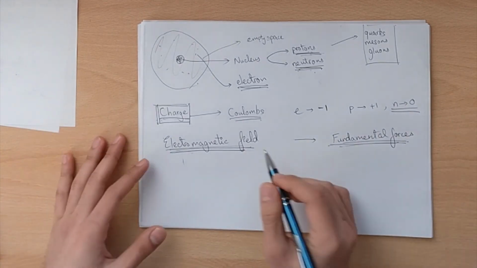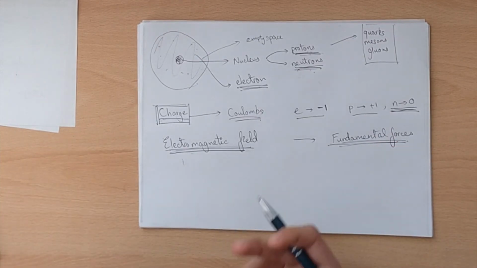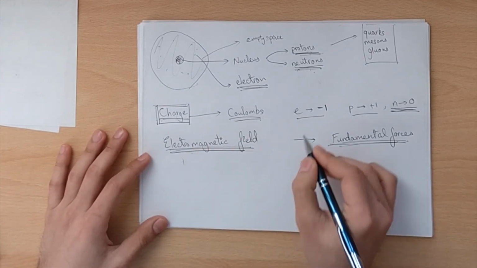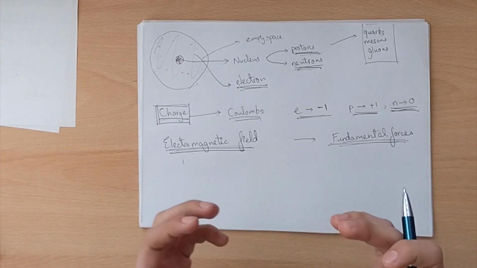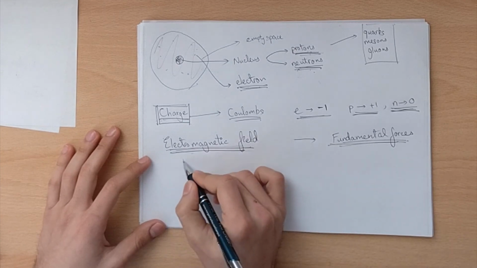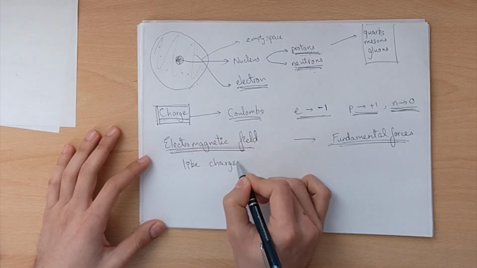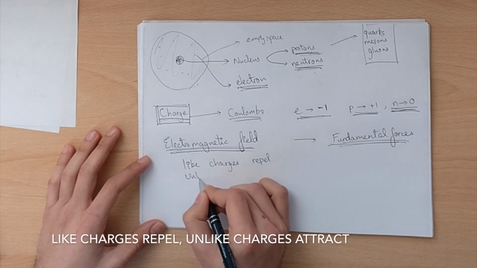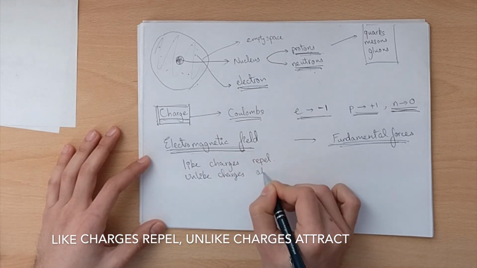Now, since we have assigned charges to these, we need to talk about how they interact. An interesting property about charges is that they're not always attractive, like gravity. They can also repel. So, like charges repel, unlike charges attract.